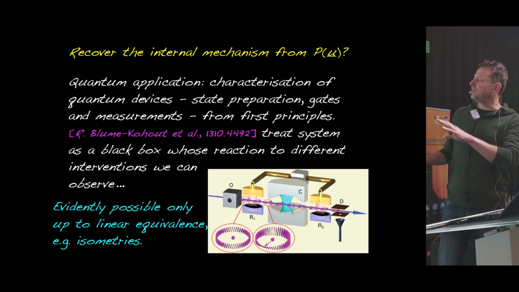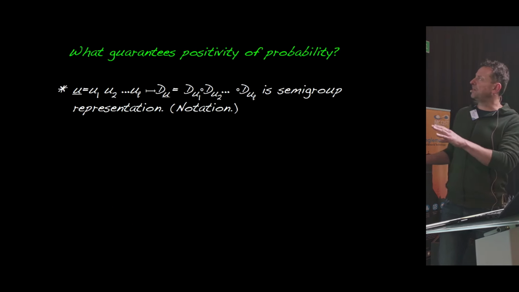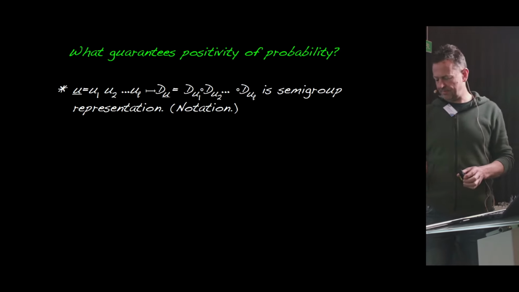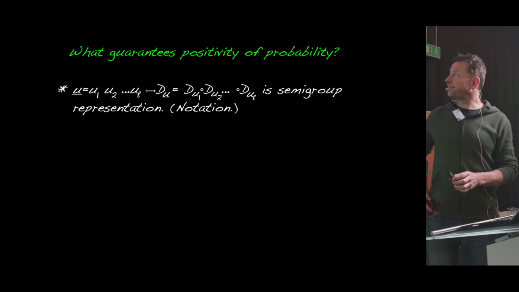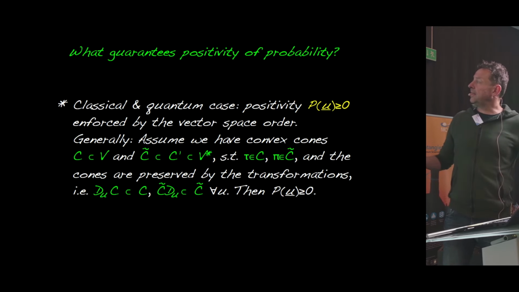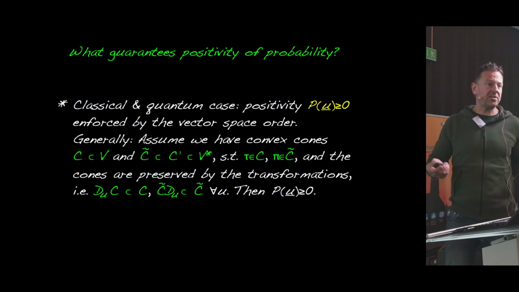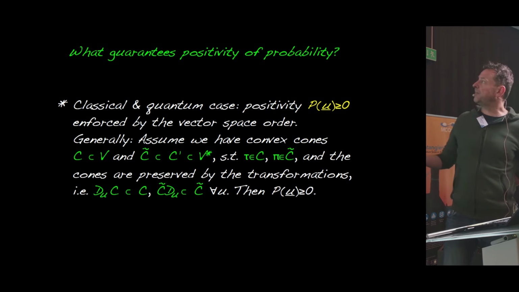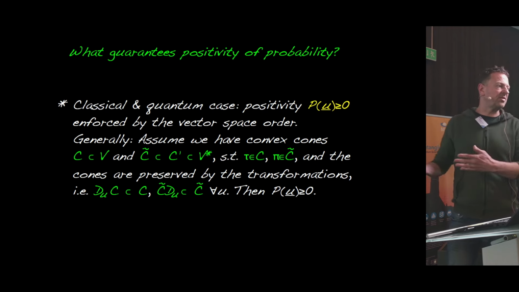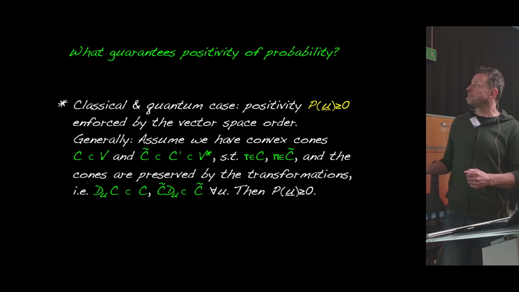Well, I don't want to talk about the recoverability problems. I just want to talk about the structure now. So let's talk about how we get positivity. In the classical and the quantum case, this is enforced by additional structure in the vector spaces, because we have a notion of positivity. In probability theory, it's basically just that all the entries of a vector are non-negative, and in quantum theory it always reduces to some positive semi-definiteness.